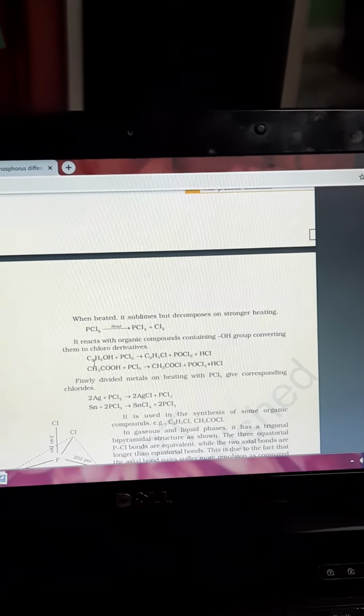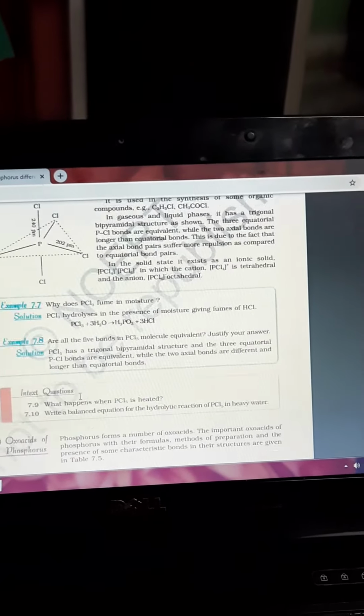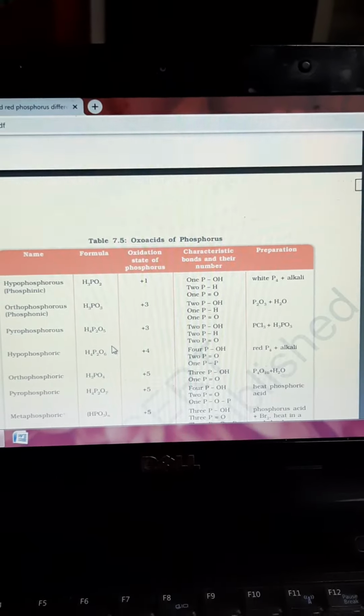Okay. And also when phosphorus pentachloride reacts with ethanol, it will give you ethyl chloride, phosphoryl trichloride and hydrochloric acid. Only these reactions we will do, children, because it's written elementary idea. Now about oxo acids of phosphorus also, you require an elementary idea.